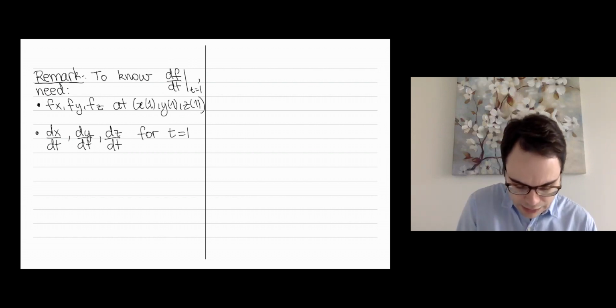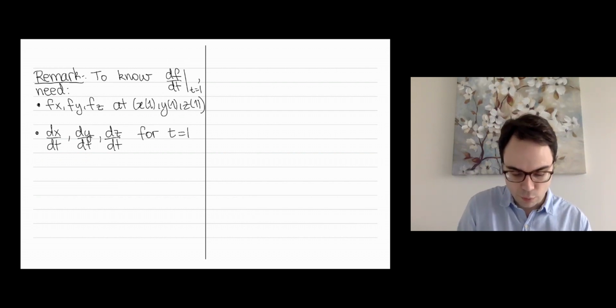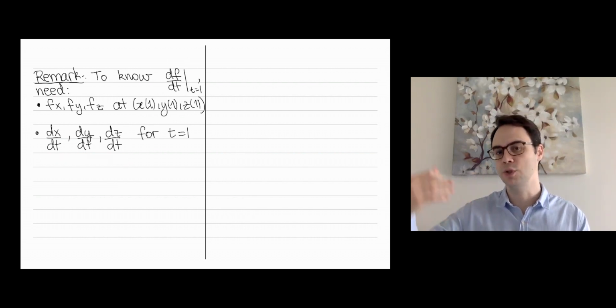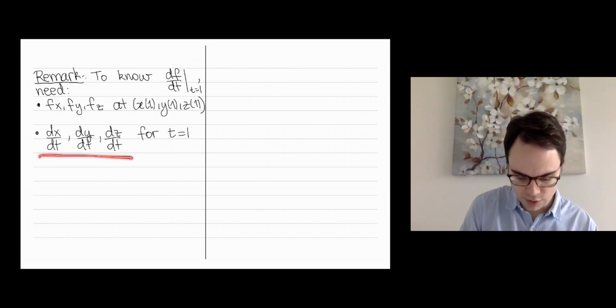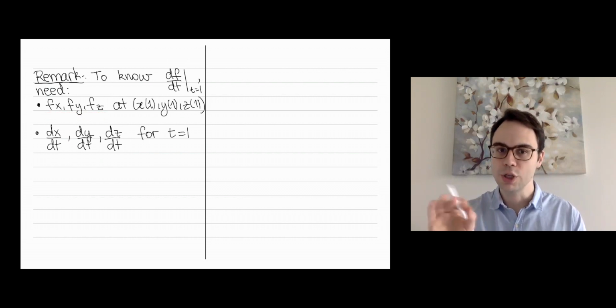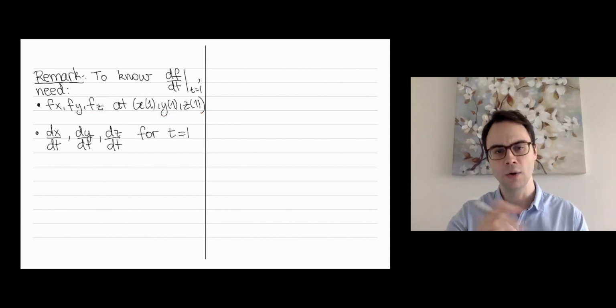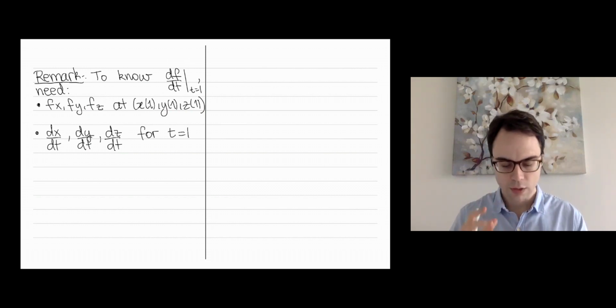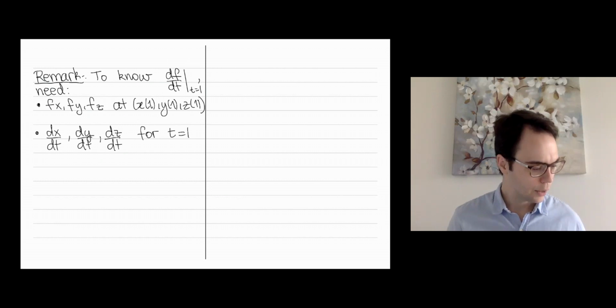But the crucial point is I just need to know how fast the bug is moving right now. I don't need to know how fast it was going yesterday or how fast it's going to be tomorrow. I just need to know its speed right now, and how the temperature changes with position at the position of the bug, where the bug is right now. I don't need to know how fast the temperature changes with position at other points.